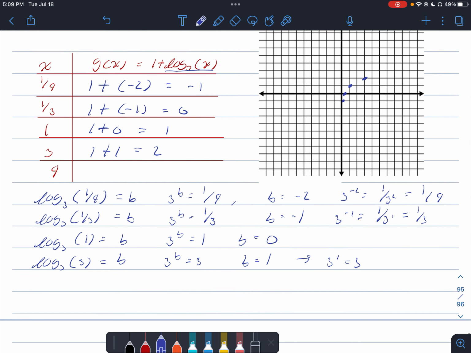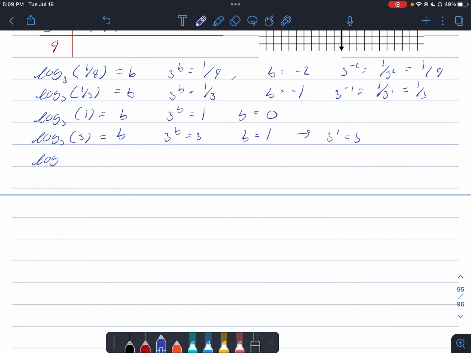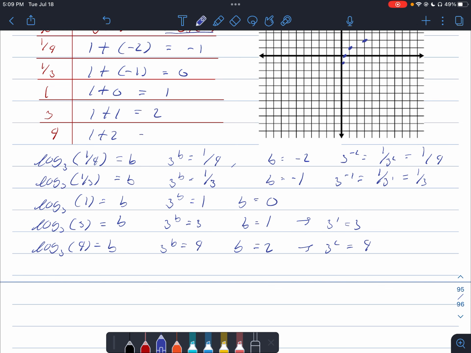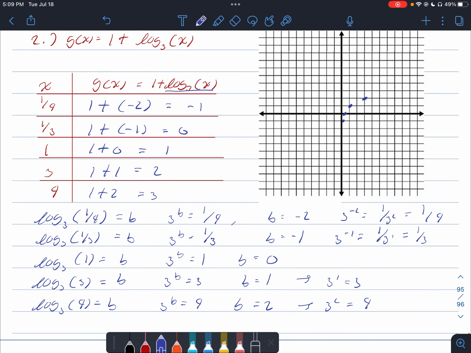Let's try 9. Here we have log base 3 of 9 is equal to b. So 3 to the b equals 9. And therefore, we have b must be equal to 2, because 3 squared is equal to 9. So we have 1 plus 2, and we get 3. So at 9, we get 3.